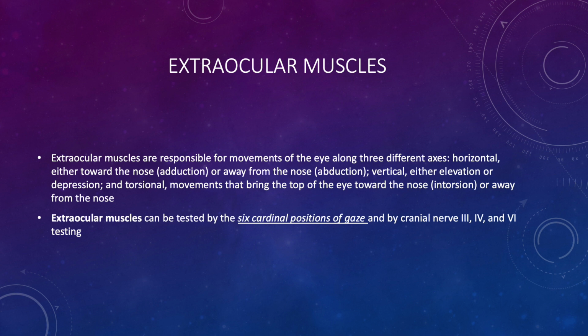The extraocular muscles are going to be tested specifically through the 6 cardinal gaze position test, or 6 cardinal positions of gaze is the technical way of putting it. And by cranial nerve 3, 4, and 6 testing. Those are basically a derivative of the 6 cardinal positions of gaze, so that's why they call that the standardized diagnostic comprehensive testing, versus doing those individual modalities of 3, 4, and 6.